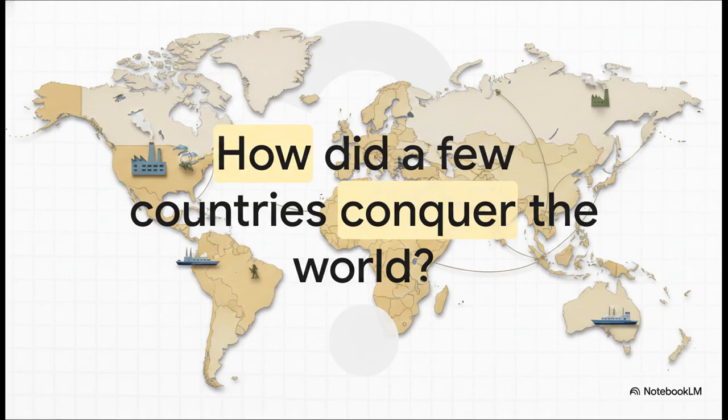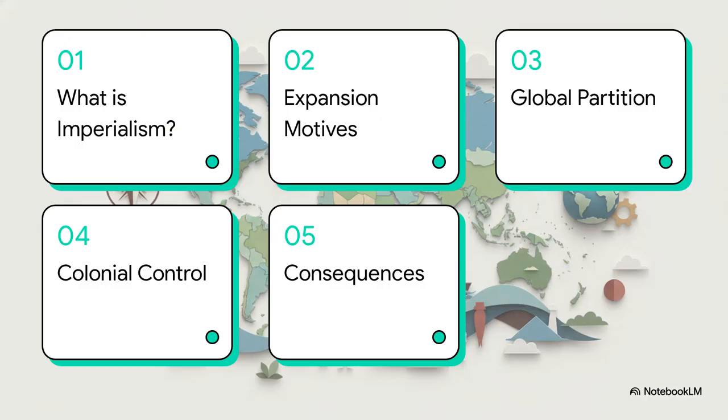How did a select few nations manage to assert their dominance over millions and millions of people across Africa, Asia, and the Pacific? Well, that is exactly the question we're going to answer right now. Here is our roadmap for this explainer. First, we'll define what imperialism actually is. Then we'll look at the motives for expansion, explore the Great Global Partition, break down the different forms of colonial control, and finally, look at the devastating consequences of all this domination.